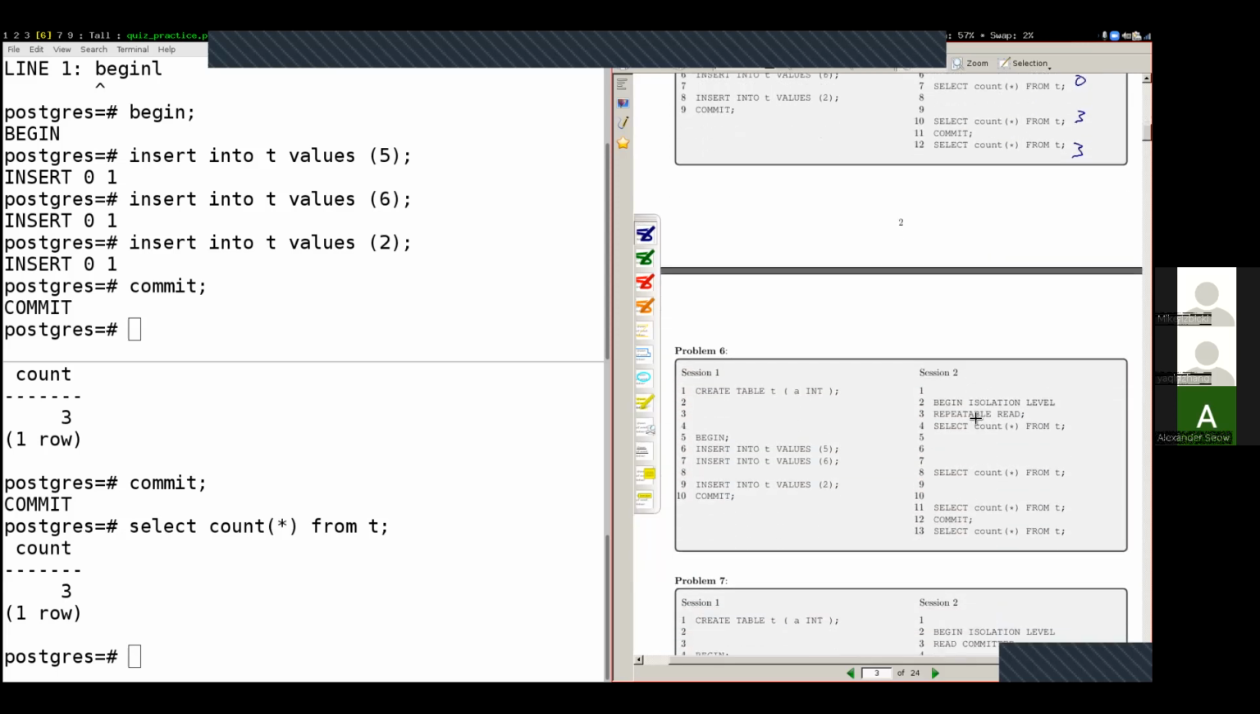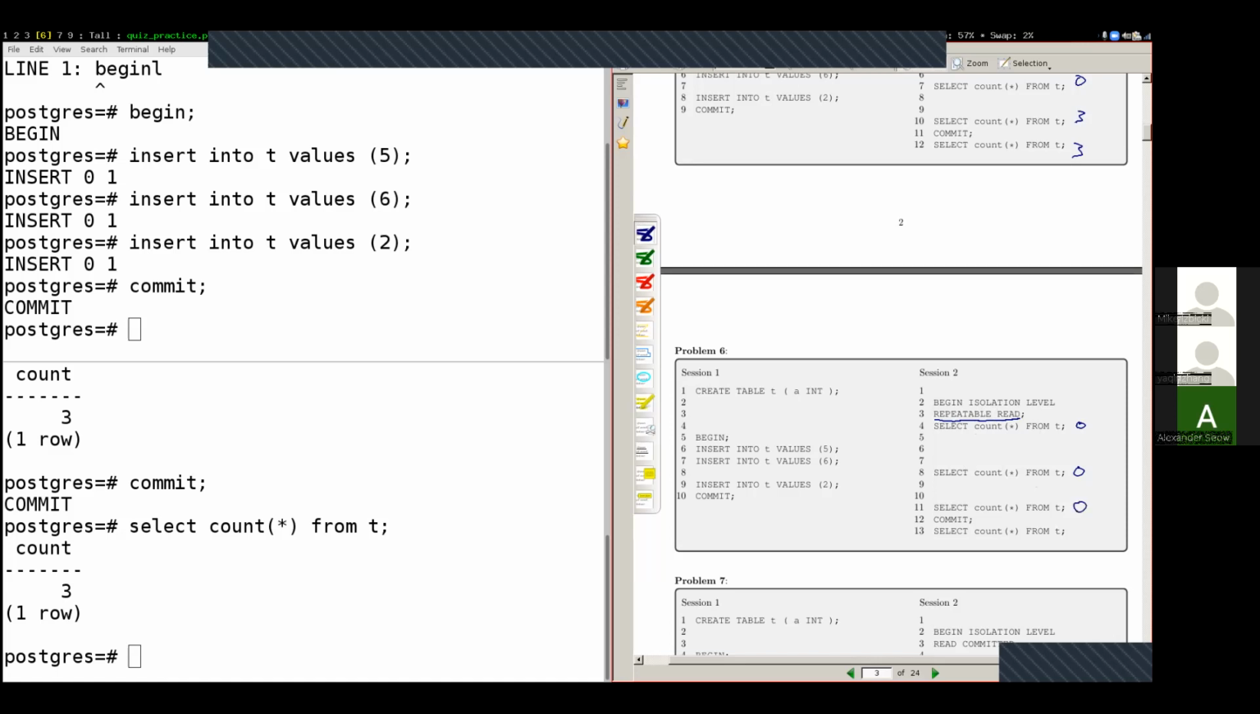Problem 6 is different because now we're not in read committed, we're in the repeatable read transaction level. And so what's going to happen is here, this will be 0 and 0, just like before. But now what repeatable read ensures is that anytime you run a command, if you run that same command another time, you're guaranteed to get the same results. So because we've already run a select count(*) inside of this transaction over here, I'm guaranteed that every select count(*) is going to give me a 0.